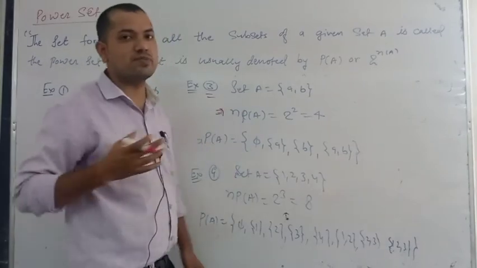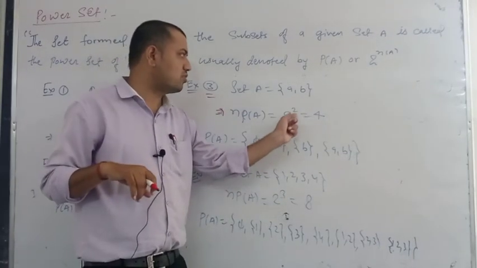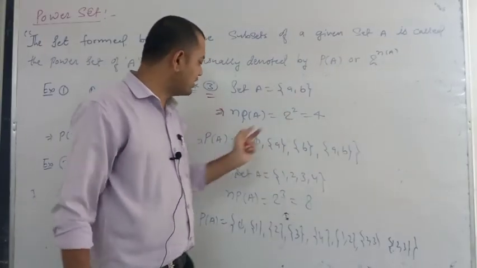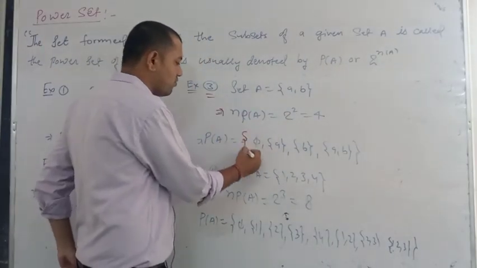n(P(A)) is the number of subsets in a power set, calculated as 2 raised to power 2, because A and B are the 2 elements. 2 raised to power 2 is 4. Then we calculate P(A). First we go for phi, which is the null set.